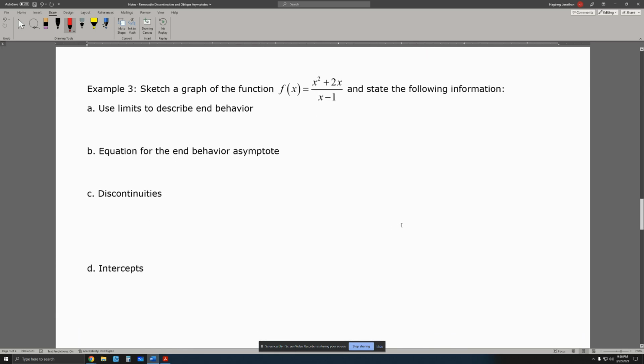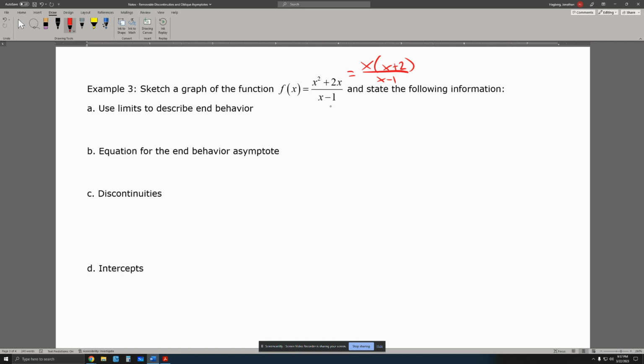We'll start with example 3. Here we have f of x. I'm going to again start by factoring this function here. So I notice that the numerator has a GCF of x, so this can be factored into x times a quantity x plus 2, and that's all over x minus 1. Okay. First thing I notice is that the degree of the numerator here is 1 greater than the degree of the denominator, so that is a good indicator for me that this has an oblique asymptote.